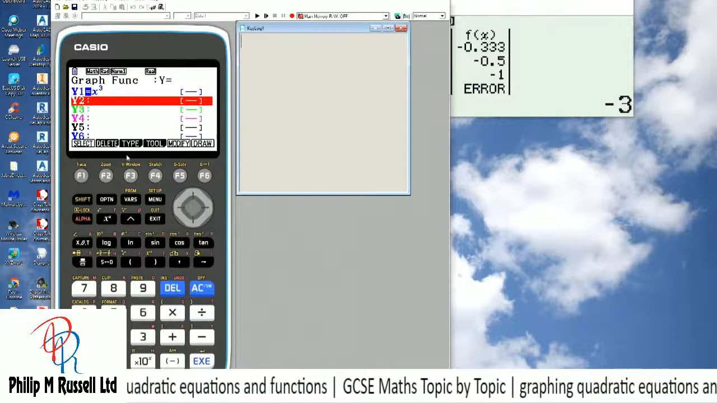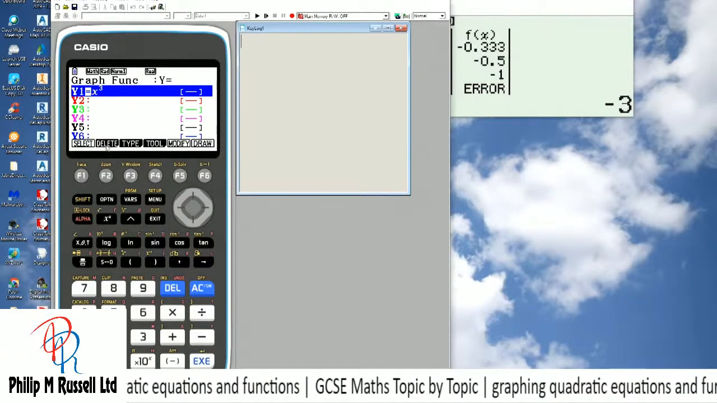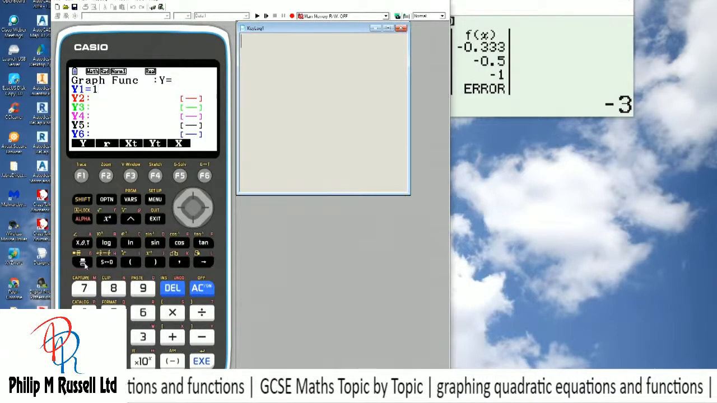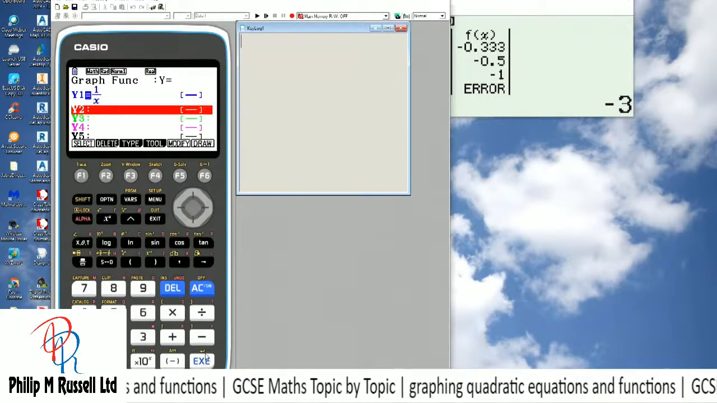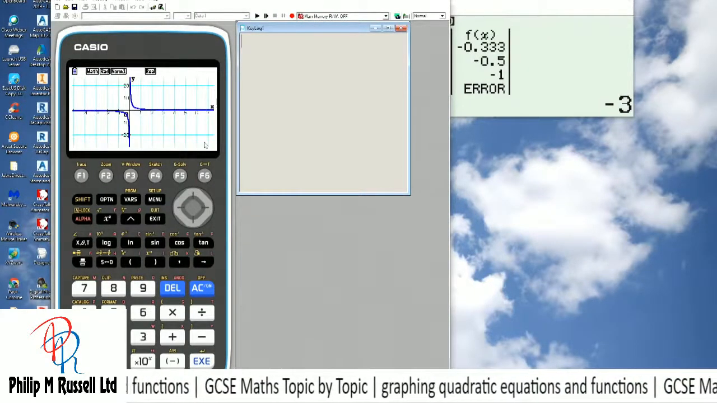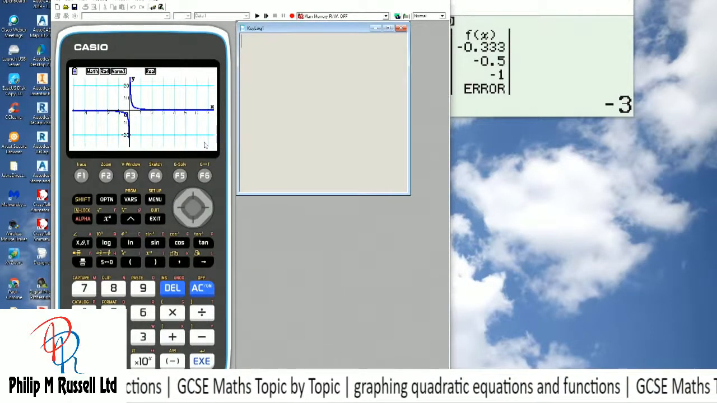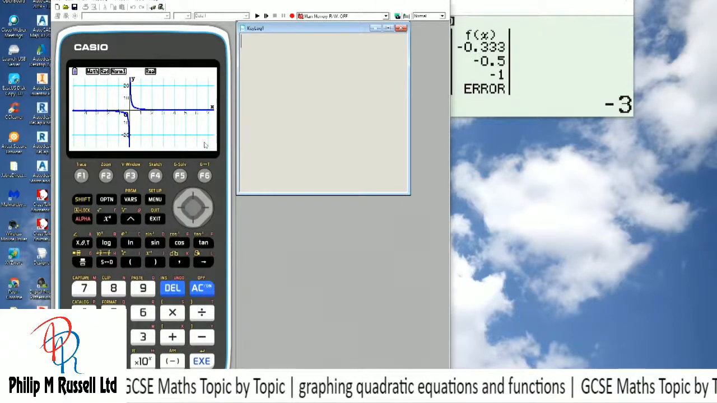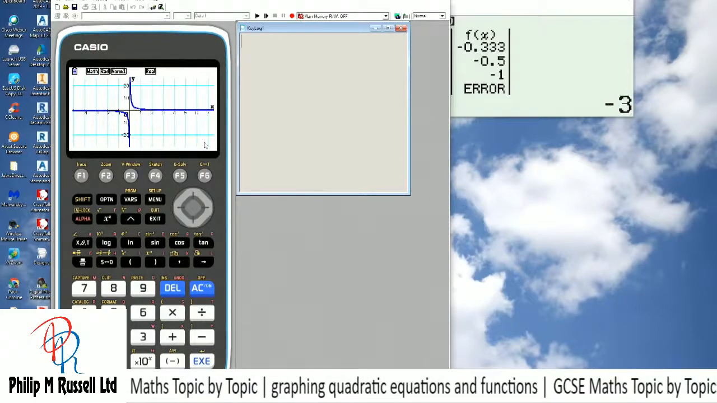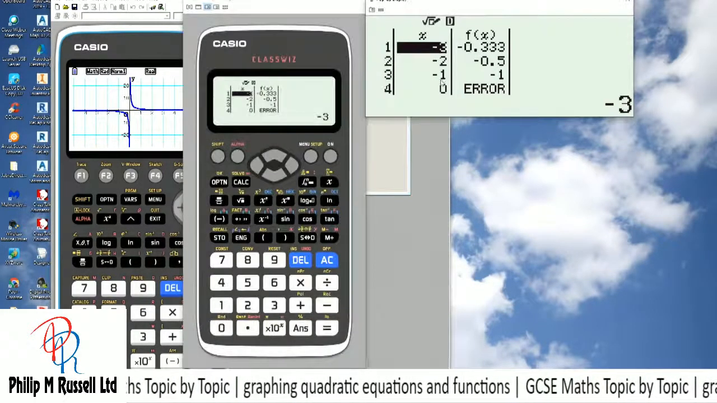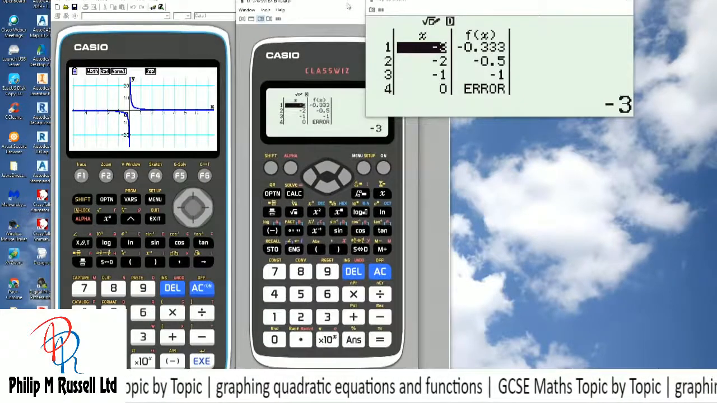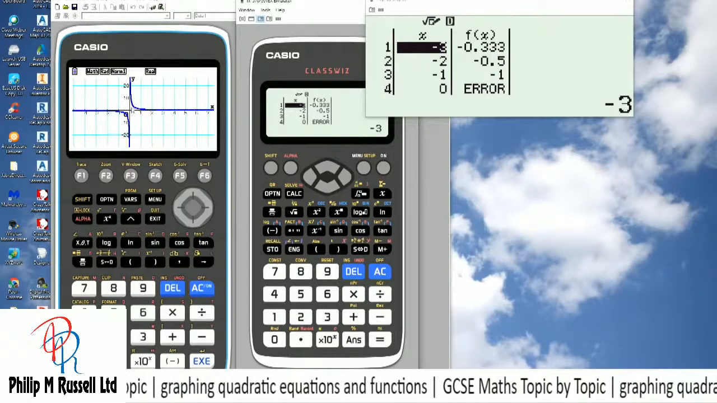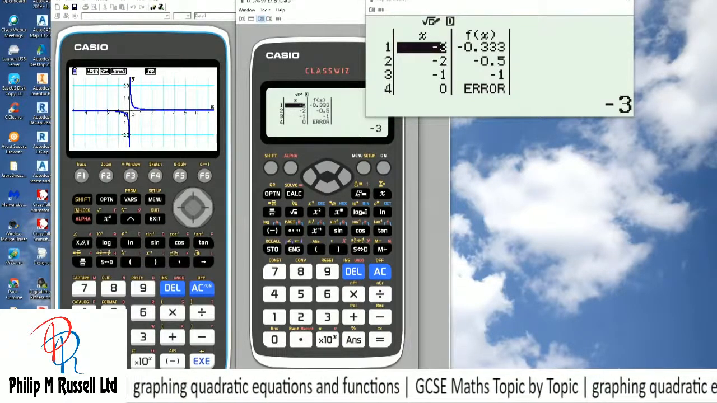So if I exit this and let's delete that one, this is going to be the graph of 1 over x. And something really weird happens. We get this sort of shape. And when we did this with 0, we got this error. And we get an error here because it can't seem to plot this graph here, because it simply doesn't go there.